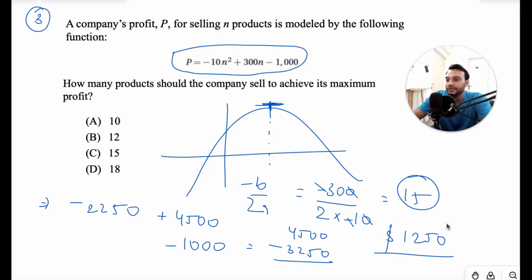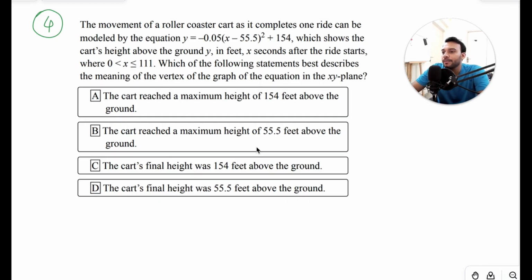Okay, let's go for the next one. Question number 4. The movement of a roller coaster cart as it completes one ride can be modeled by the equation y is equal to negative 0.05 times (x minus 55.5) squared plus 154. So they've taken the vertex form, which shows the cart's height above the ground y in feet x seconds after the ride starts, where x is between 0 and 111. So the total ride lasts for 111 seconds. Which of the following statements best describes the meaning of the vertex of the graph of the equation in the xy plane? There would be a single vertex, yeah, since it's a quadratic equation.